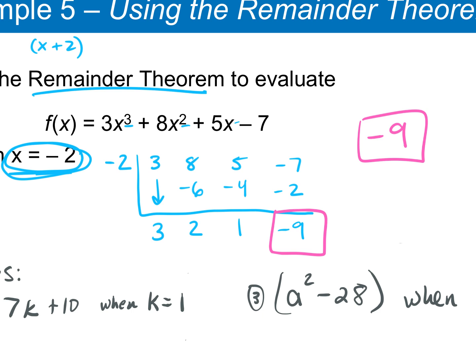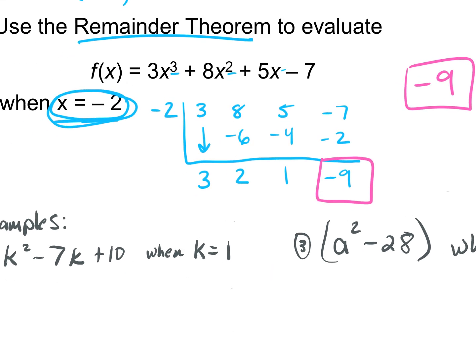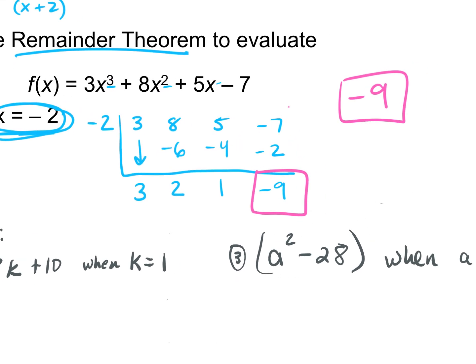Does that make sense? Because x was -2, technically f of -2 would be -9. So -9 is what you get when you solve, where your x was -2. Questions here? All right, let's do the next one.